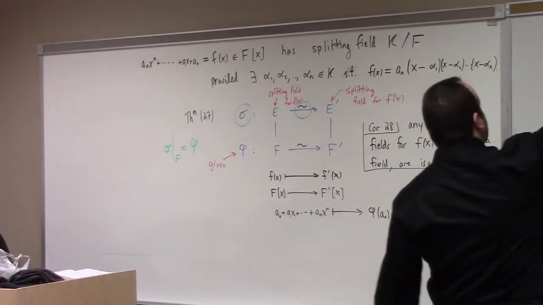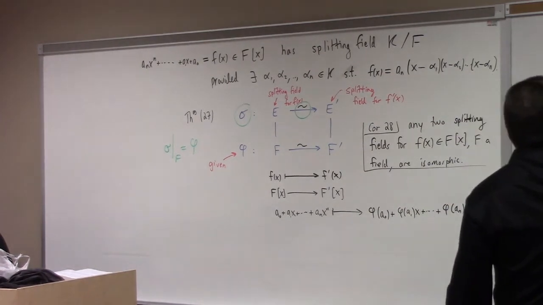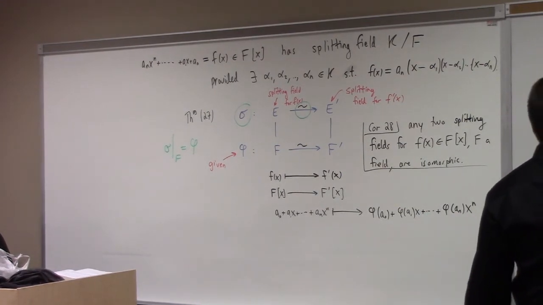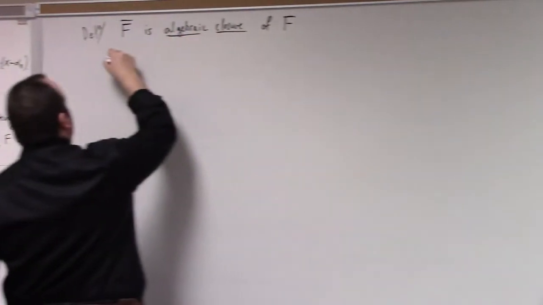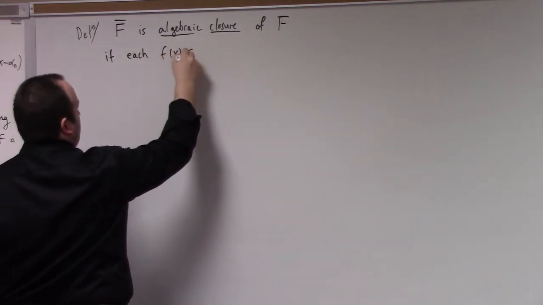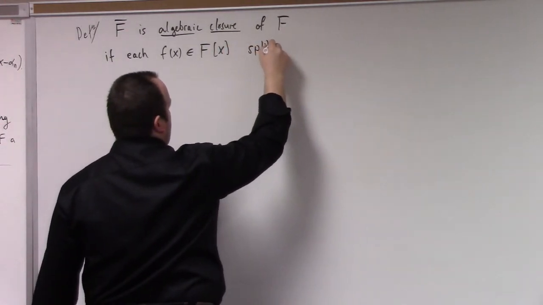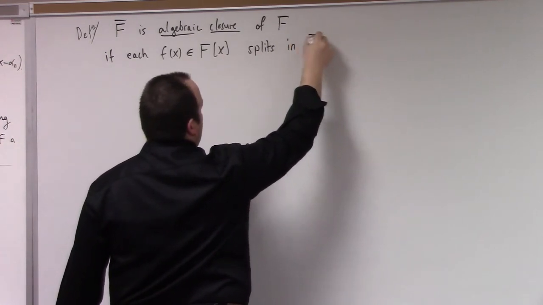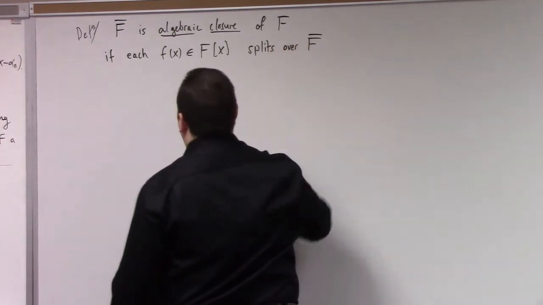So, definition: F bar is an algebraic closure of F if each f of x in F of x splits in F bar, and over, I should say. And now, I'm not saying that F bar is the splitting field.